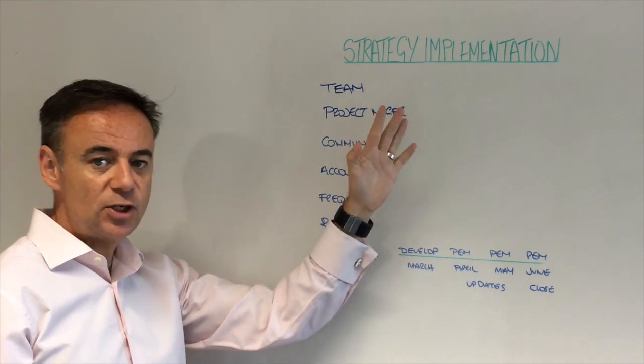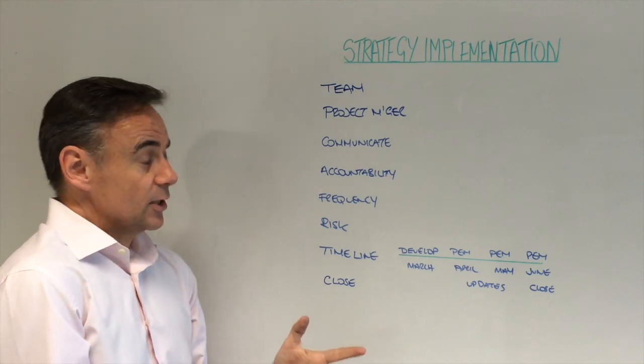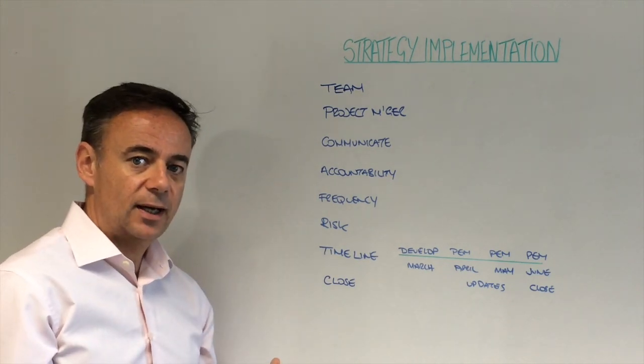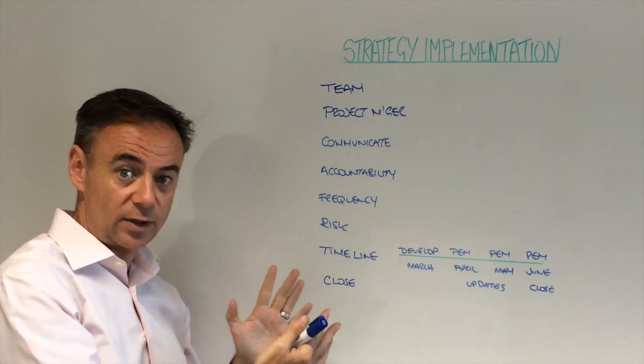Now, strategy implementation is one of the most important things when we're talking about strategic planning for businesses, but it's actually one of the hardest things to get right. And the reason why, there's lots of moving parts and lots of people involved, so we need to keep it on track with the structure.